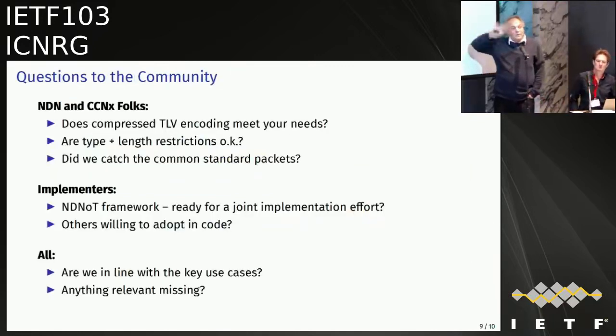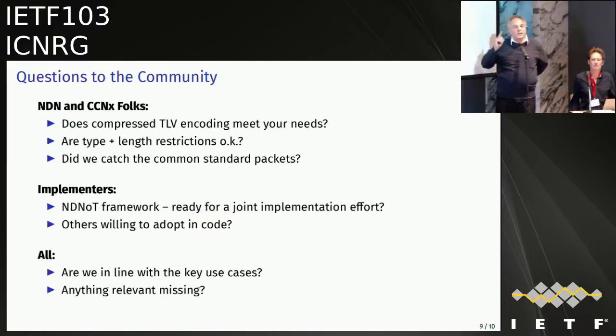So this was more or less to give the overview, and where we are now is we have a draft that has a sort of shape, and we want to stimulate a couple of discussions. First of all, for the NDN and CCNX folks, the question is: is this the compression you would like? Does it meet the perspective of the groups? Also a question on some type and length restrictions in the compression, so names can only be a certain number of bytes, name components and so on. Is this okay?